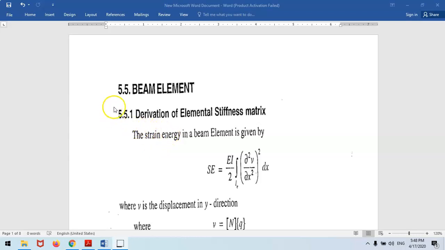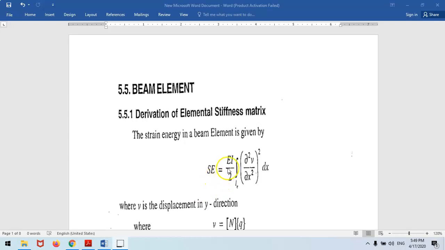Hello everyone. Today we are going to start with the derivation of the elemental stiffness matrix of this beam element. To find the stiffness matrix of this beam element, first we find the strain energy of a beam element. The strain energy equation of a beam is already known to you, that you have used in the Rayleigh-Ritz method.